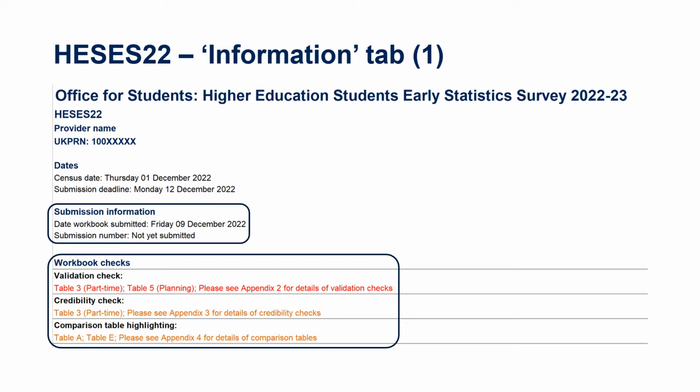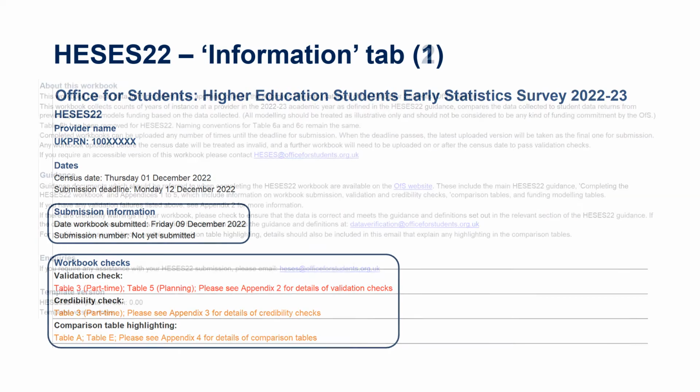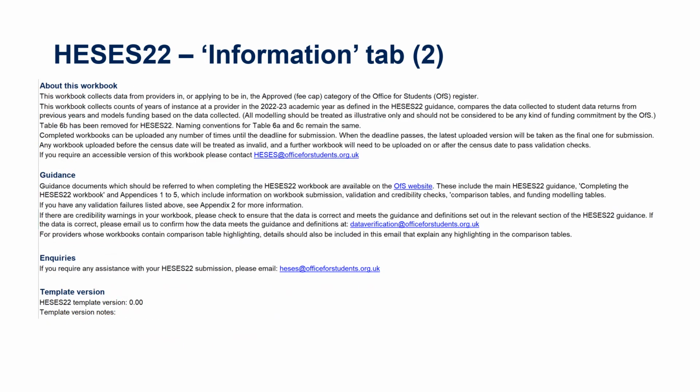You can see that these are classified as validation checks, and we'll come on to these in just a moment, credibility checks and comparison table highlighting. I'll come on to these later as they indicate places where we are likely to ask data verification questions. Here's the bottom half of the information tab. I want to show this to you so that you can see the notes and guidance, and below that we'll see the particular version of the workbook template that's being used and any notes relating to the latest changes.